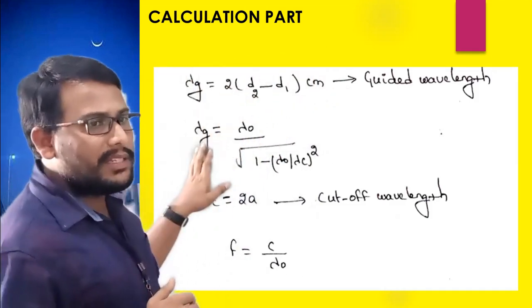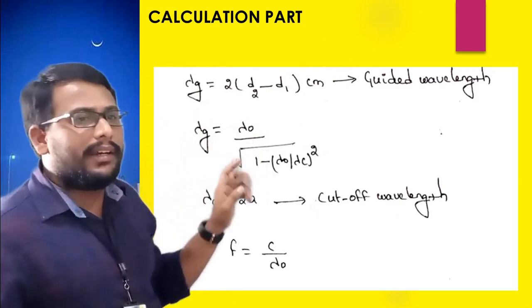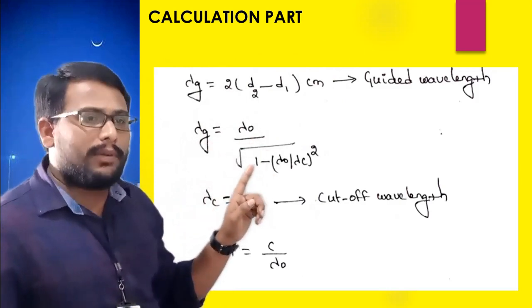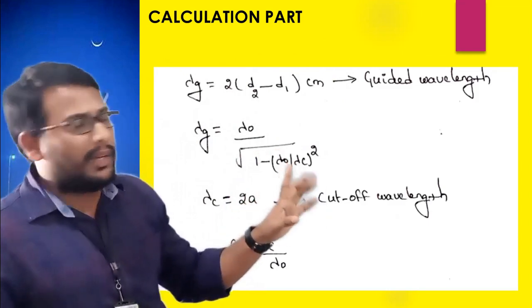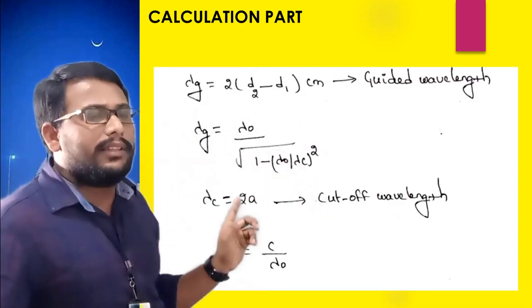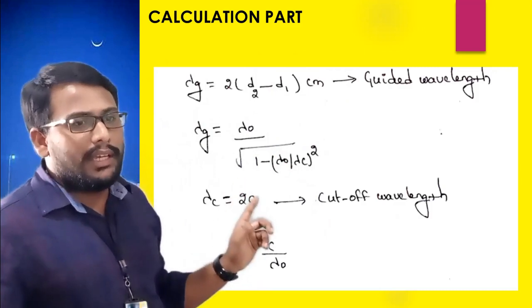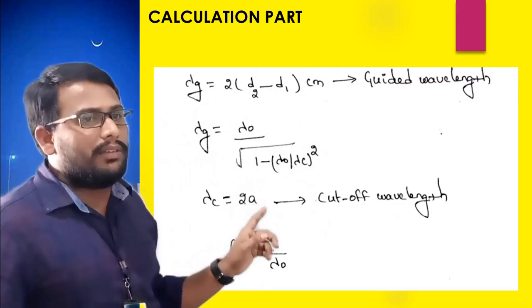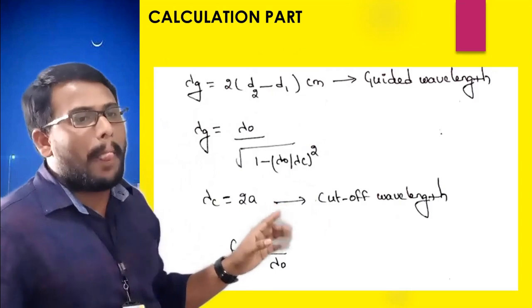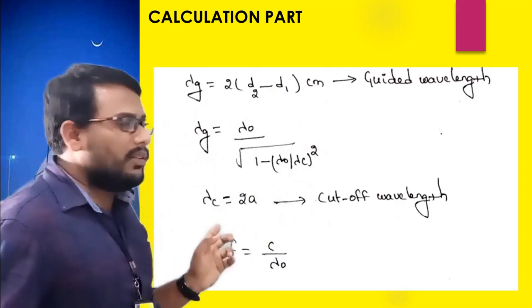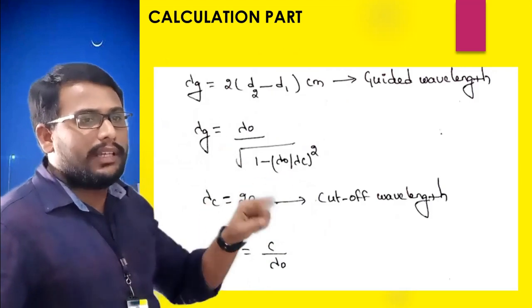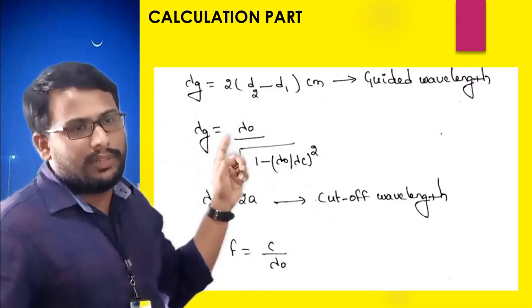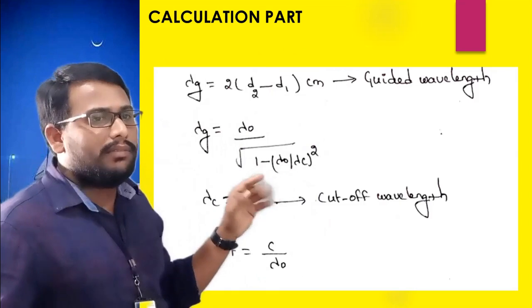Then lambda g equal to lambda naught divided by square root of 1 minus lambda naught divided by lambda c whole square. Here lambda c is the cutoff wavelength. Lambda c equal to 2 into a, where a is the dimension of the rectangular waveguide, a fixed value. By substituting that value, we can find lambda c. So we know lambda c and lambda g, and substituting them in the above formula, we can find the wavelength.